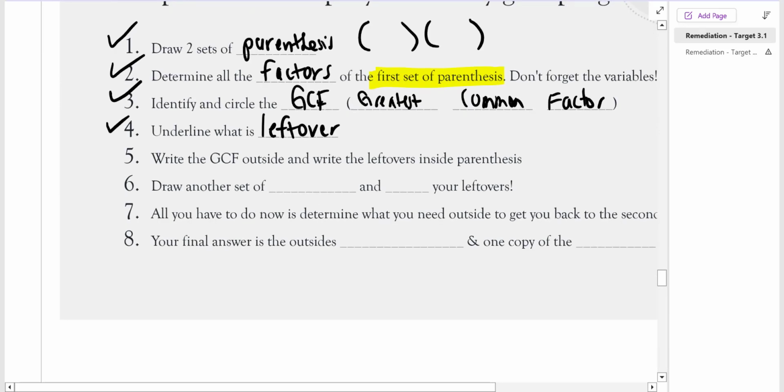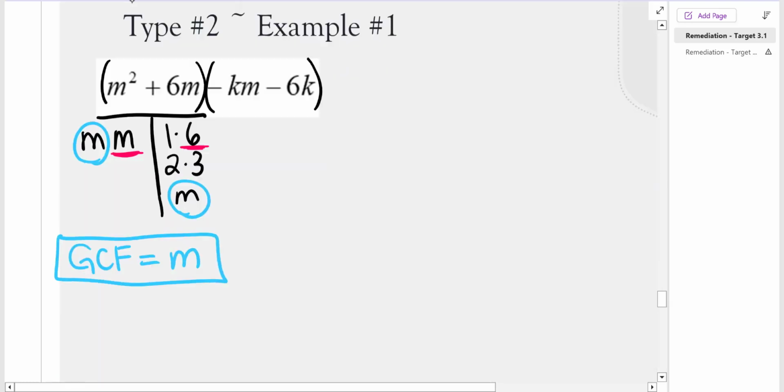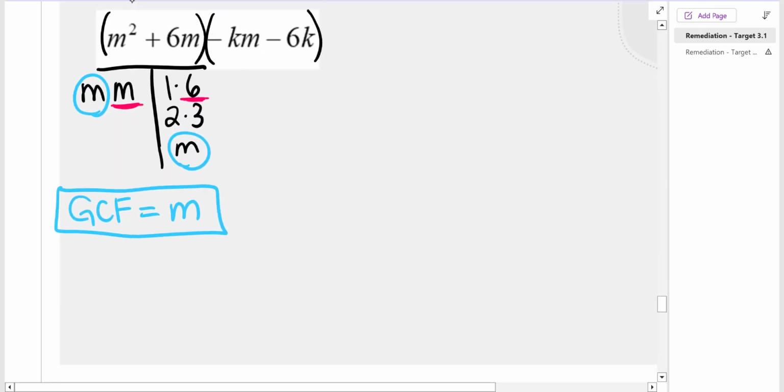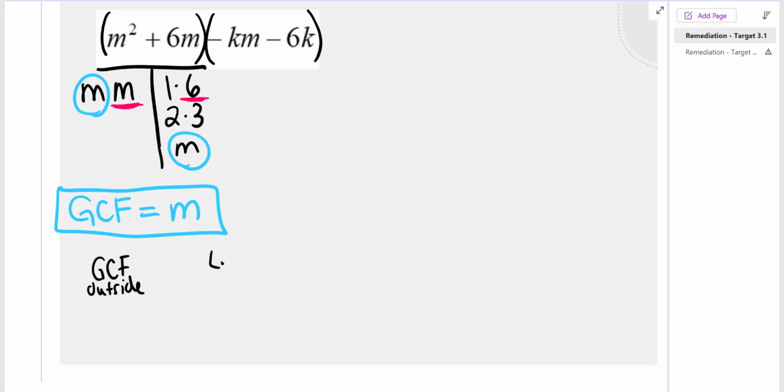So that is step 4. Now we're doing step 5. You're going to write the GCF outside, and then you're going to write the leftovers inside the parentheses. Okay? So this is how I write it. I always write GCF outside, leftovers inside, and then draw parentheses here.